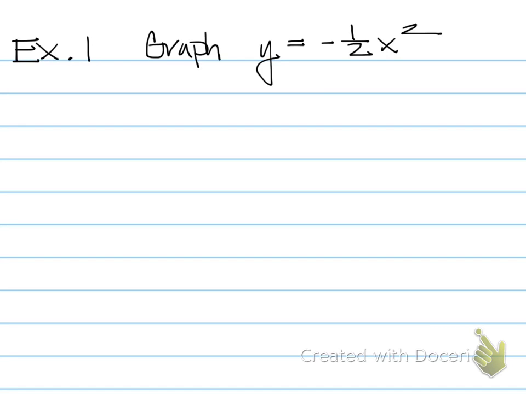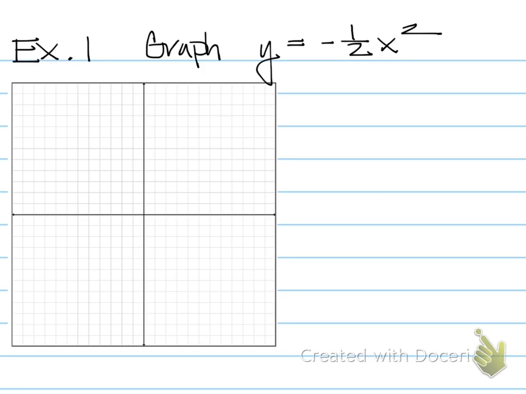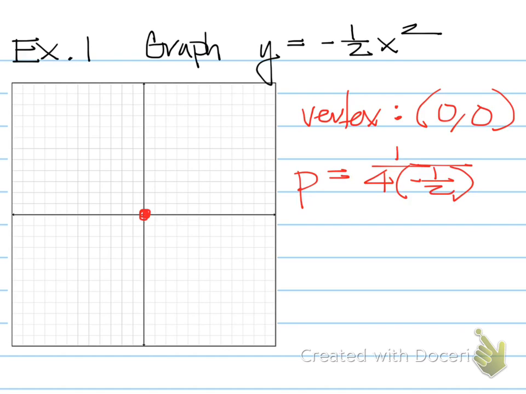For this first equation, if we wanted to graph this parabola, the x is actually what is squared, so that lets us know the parabola opens vertically. So it's already written in vertex form. The vertex is actually going to be the coordinate 0, 0. And then P equals 1 over 4 times whatever a is. A is negative 1/2. 4 times negative 1/2 is negative 2. 1 divided by negative 2 is negative 1/2.